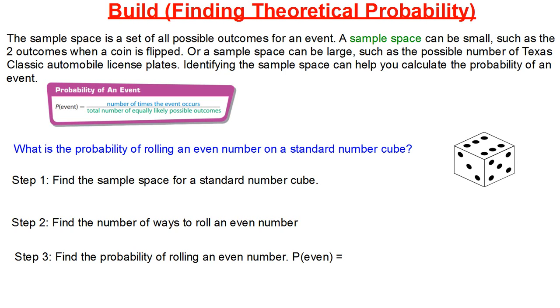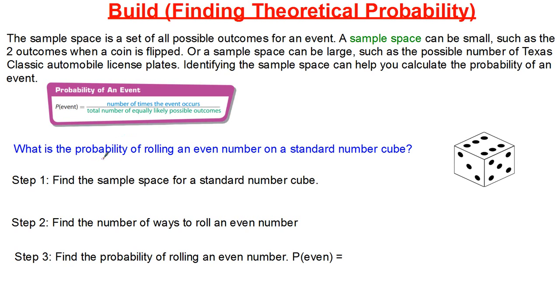Think about a sample space as the total possible outcomes, or what can happen in a given situation. In order to calculate this mathematically, we use the formula: P(event) is equal to the number of times the event can occur over the total number of equally likely possible outcomes. Let's do an example so you can understand this a little bit better.